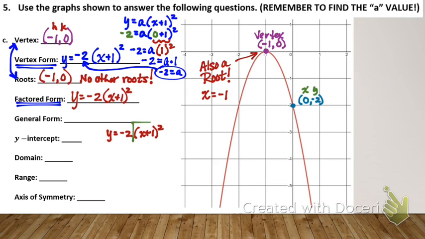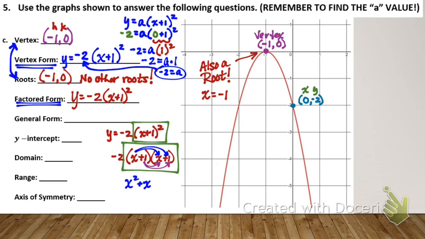Have to pay attention to the exponent first. What does it mean for something to be squared? Multiply it by itself. So I have x plus 1 being multiplied to another x plus 1, and this is where we're going to start. So double distribution, x times x, x squared. x times 1 is just 1x, but then I have to take the 1 and distribute it also. So I have another plus 1x and plus 1. And all of that is still being multiplied by what? Negative 2, that a value out in front.